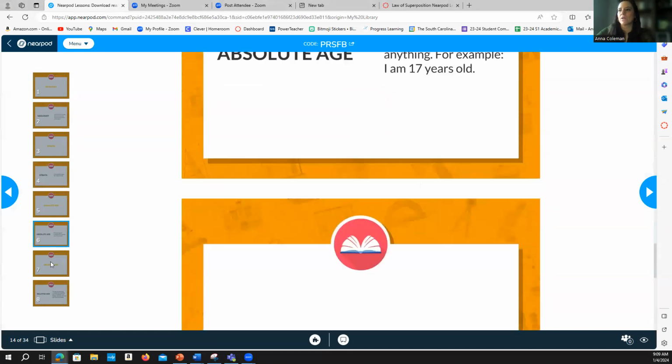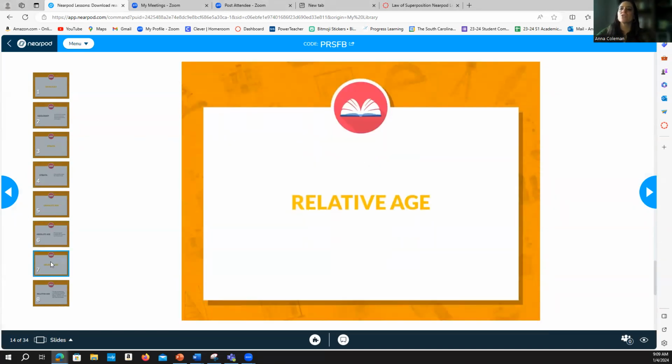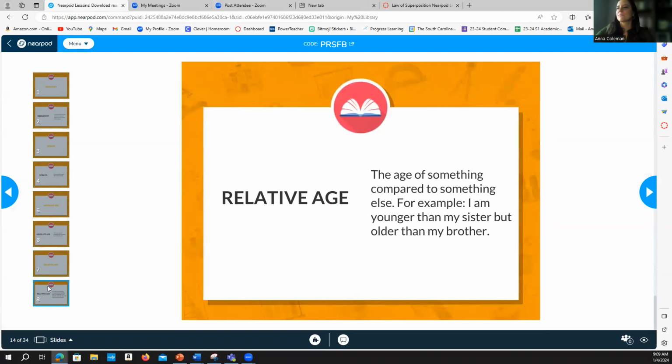It is a number. Relative age, that is the age of something compared to something else. So for example, I am younger than my sister, but I'm older than my brother. So you're comparing it. I did not say a number, right? I just used a comparison with another person. All right, so absolute age is a specific number, right? And then relative age is just a comparison.